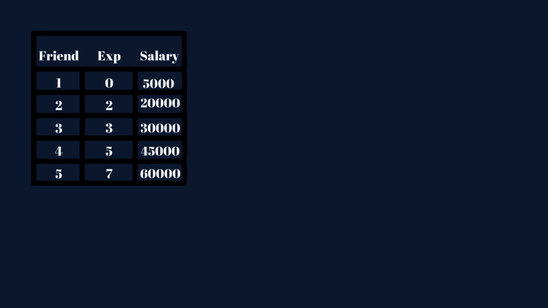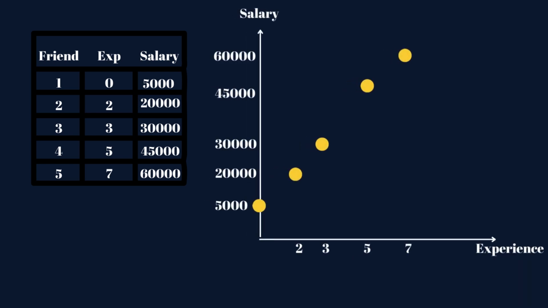Now we are going to create a basic graph. The y-axis is salaries and the x-axis is years of experience. Let's insert our data in the graph. Okay, the dots represent our friends. Now we are going to draw a line. Here is an important point. It won't start from 0 on the y-axis because our friend 1 has no experience and he earns $5,000. Starting from 5,000, we are going to draw a line. This line is our regression line.